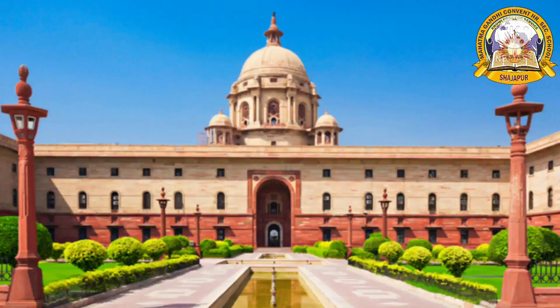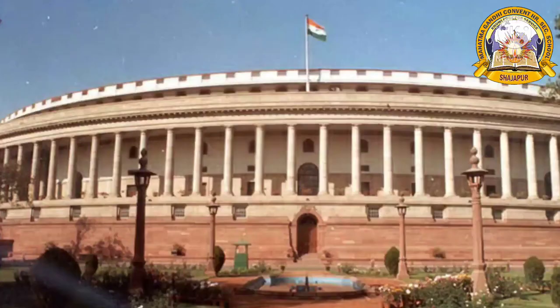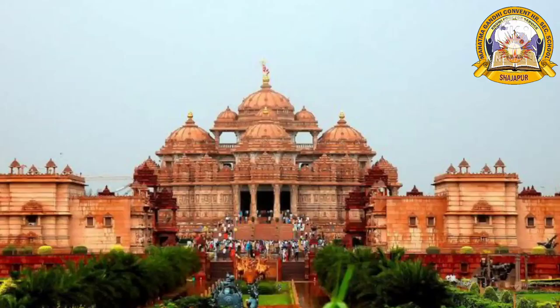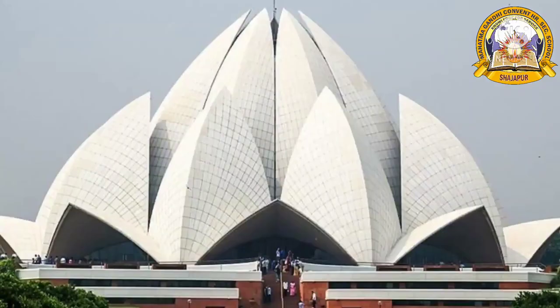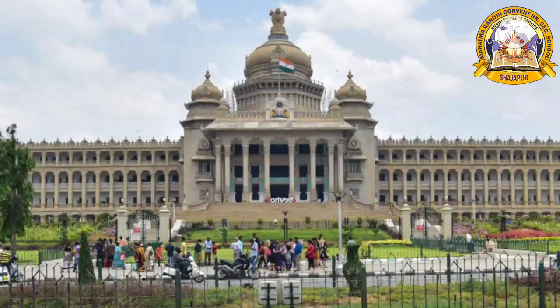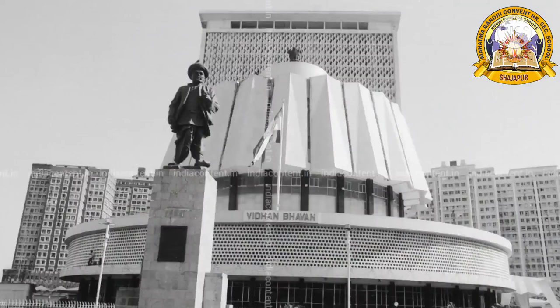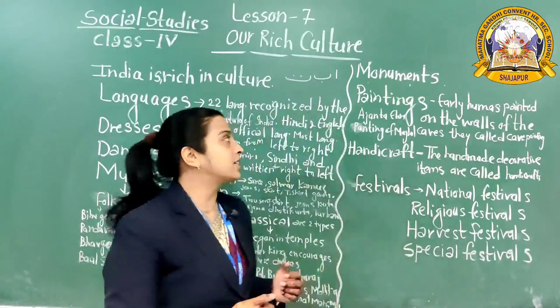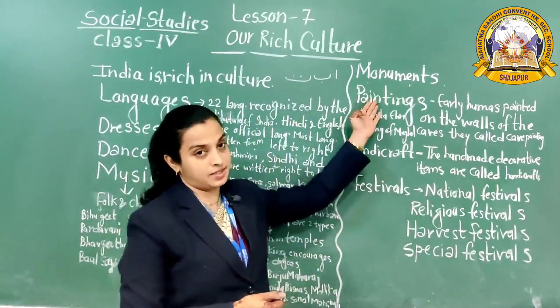Then Portuguese also built many monuments in India. The British built Rashtrapati Bhavan, Parliament House and Victoria Memorial. There are some modern monuments also in India. They are Akshardham Temple and Lotus Temple, Vidhan Soudha in Bangalore and Assembly House in Mumbai, the modern monuments of India.